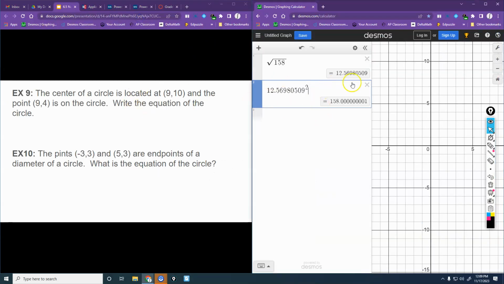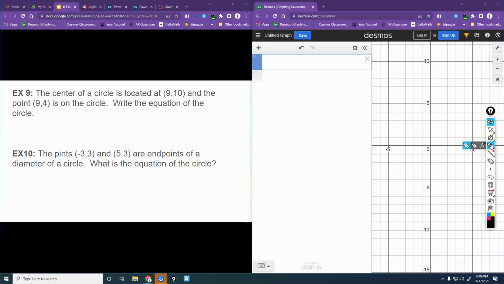here because this one is different, right? It's a little more complicated. It says the center of a circle is at 9, 10, and the point 9, 4 is on the circle, so they didn't give us a radius this time. They did give us the center, which takes us a long way, because I know the first part of this equation is going to be x minus 9 squared plus y minus 10 squared. What I don't know is what that's going to be equal to, right?